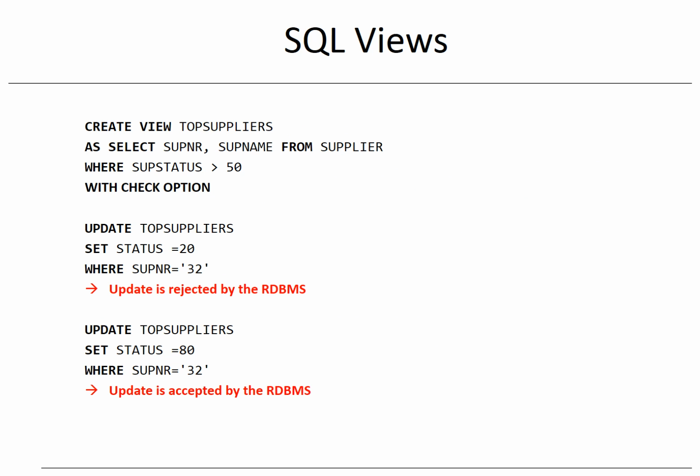Here you can see two examples of update instructions on our top suppliers view, which has now been augmented with a with check option. The first update will be rejected by the RDBMS. The reason is that the supplier status of supplier 32 is updated to 20, whereas the view requires the supplier status to be bigger than 50. The second update instruction will be accepted by the RDBMS, since the new supplier status is bigger than 50.